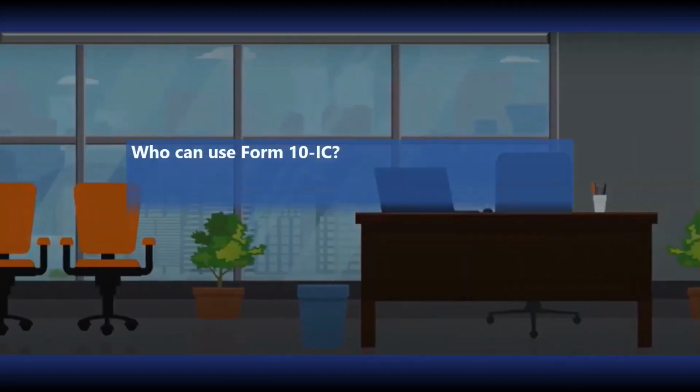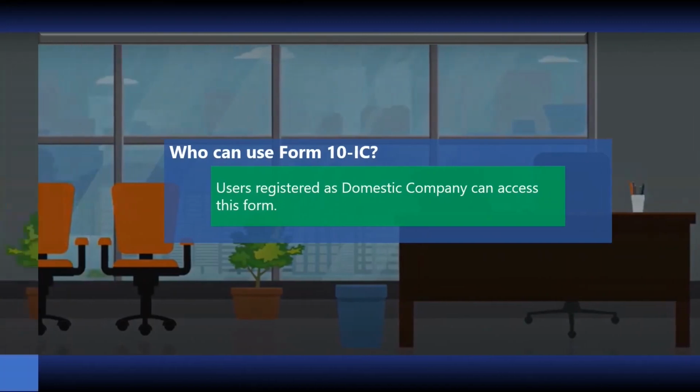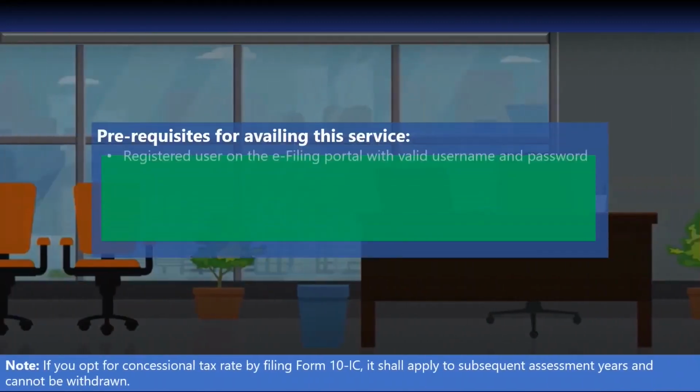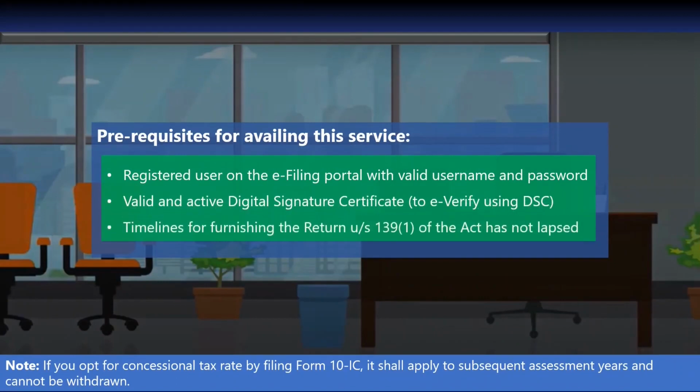The form can be filed by those domestic companies which are registered on the e-filing portal, and they should have a valid user ID and a password. The companies should also have a valid and active digital signature certificate, and the timelines for furnishing the return under Section 139 subsection 1 should not have lapsed.